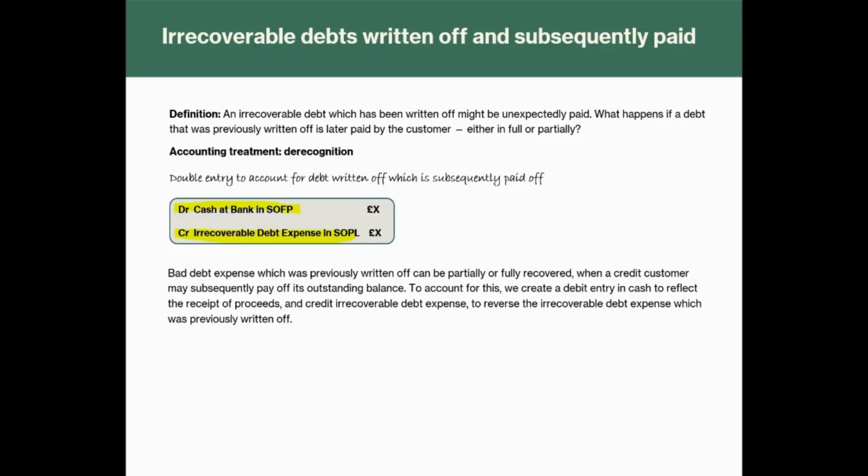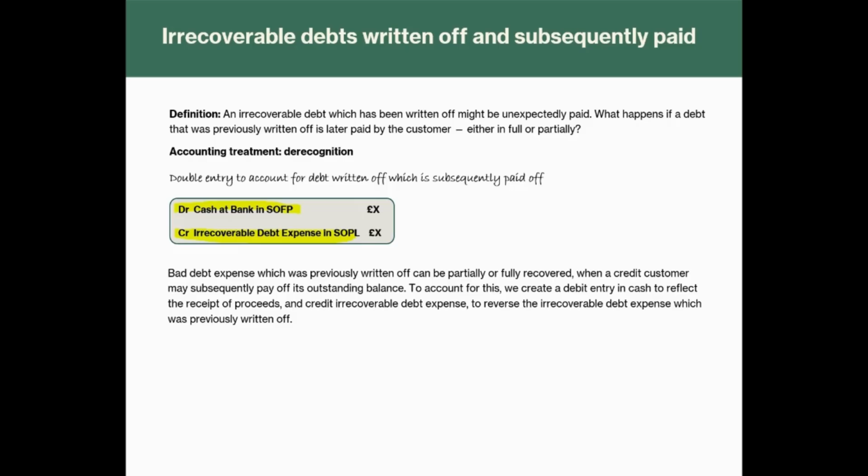It's also worth noting that the recovery may be partial or complete. Regardless of the amount received, the accounting principle remains the same. Recognize the cash received and reduce the irrecoverable debt expense by the corresponding amount. To finish this section, we will now look at practical example 2, which illustrates how these double entries are applied in this type of transaction.